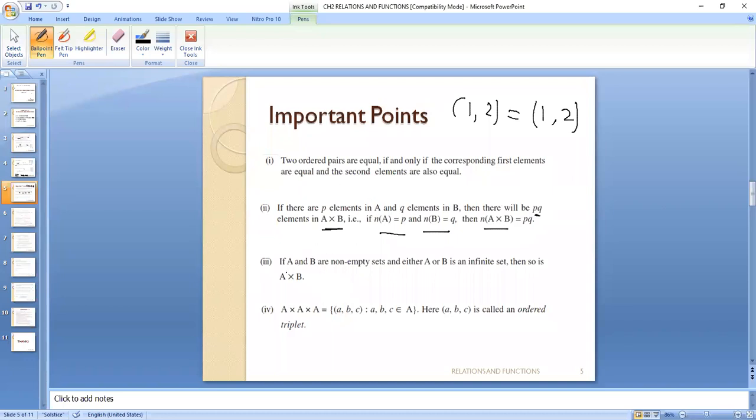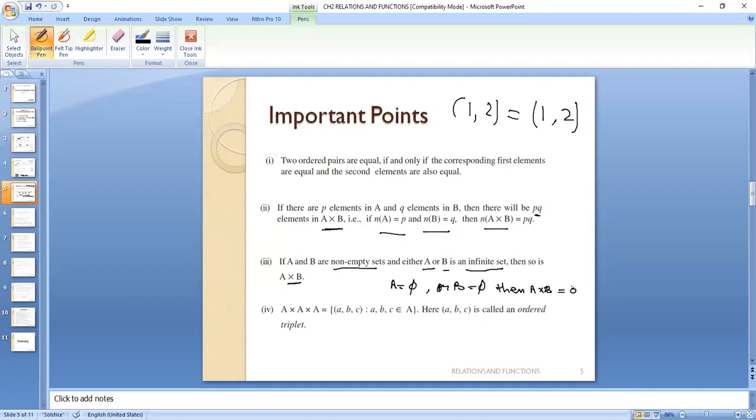Then third, if A and B are non-empty sets, and either A or B is an infinite set, then so is A cross B. Out of A and B, if anyone is infinite, then their product is also infinite. And also, if either A is empty (phi) or B is empty, then it is the same as the product with 0 being 0.